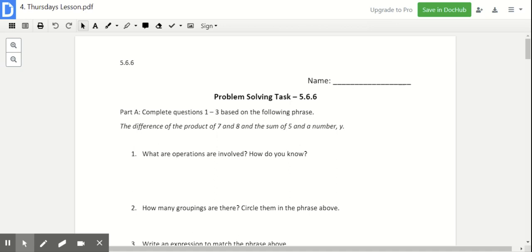All right. So today we are going to be using some knowledge that we already know about figuring out the operation that needs to be used in a sentence. So you guys need to make sure that you are reading the problems carefully in order to complete the phrases and write them into expressions and vice versa. So before we get into this part, just a quick review question.